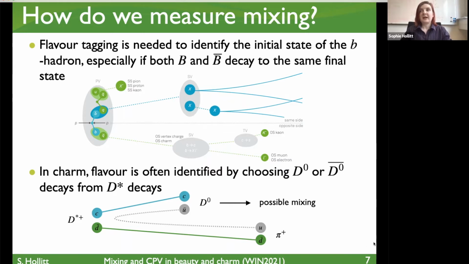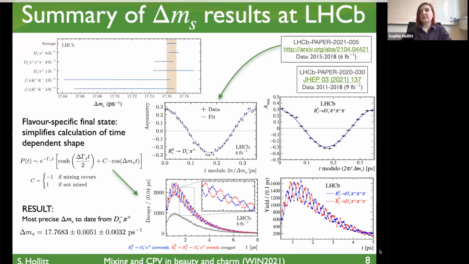So now that we've discussed flavor tagging, I'd love to move on to a summary of the delta m_s results at LHCb. So we've had two results recently, both of them with the most precise measurement at the time. The slightly older measurement is this Bs goes to Ds 3 pi decay.